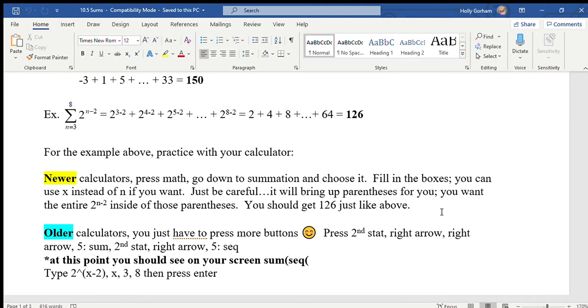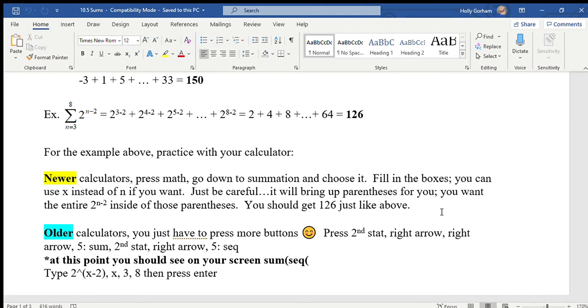On the older calculators, you just have to press more buttons. So if you press second stat, right arrow, press it twice, number 5 should say sum. You want to choose that and then press second stat, right arrow just one time, and number 5 is sequence.